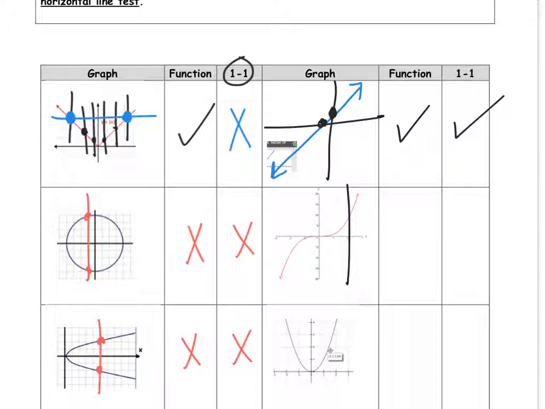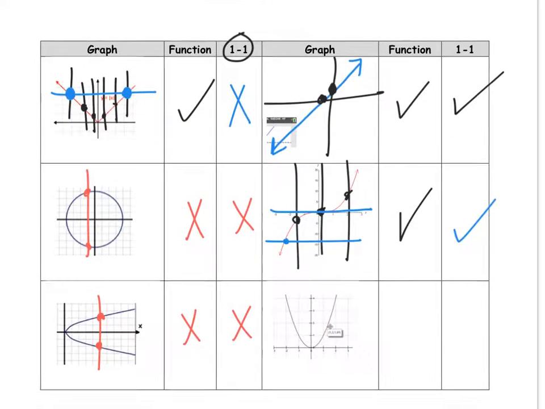Okay, how about the next one? Draw a vertical line here, draw a vertical line here. Each one of these lines are still only hitting this function once, so definitely a function. Now let's test one-to-one. Draw a horizontal line, hits it once. Some of you may be thinking that it hits here, but it doesn't. I mean, this area is pretty close, but it's a gradual increase and decrease. So this one is definitely a one-to-one function as well.